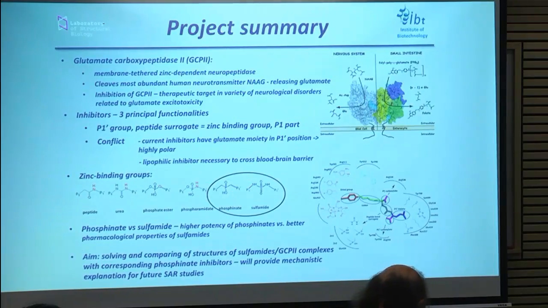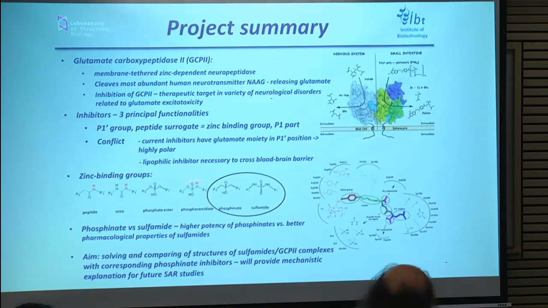Phosphinates generally have a better potency. However, potency is not the only thing you care about in the case of an inhibitor, because, as I said, GCP2 is in the nervous system. So if you want to administer the inhibitor, it has to cross the blood-brain barrier. As I said, there's a glutamate here which is highly polar, and there's not much we can do about this. So we are looking for zinc binding groups which will be less polar and increase the lipophilicity of this inhibitor to be able to cross the blood-brain barrier.